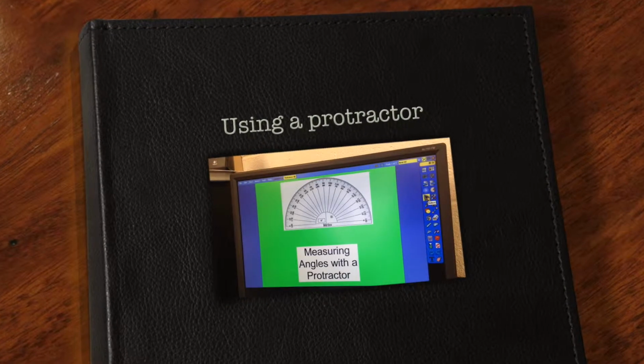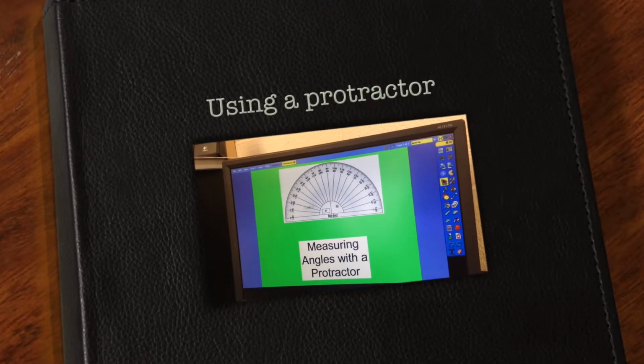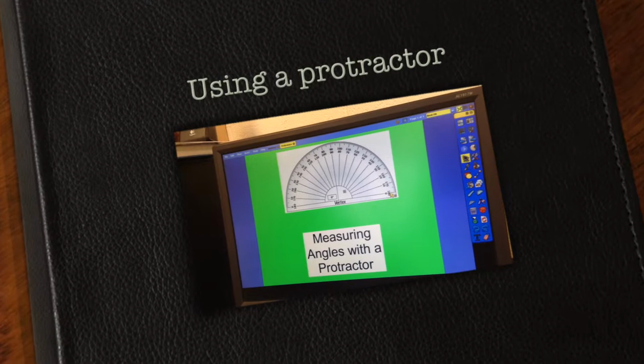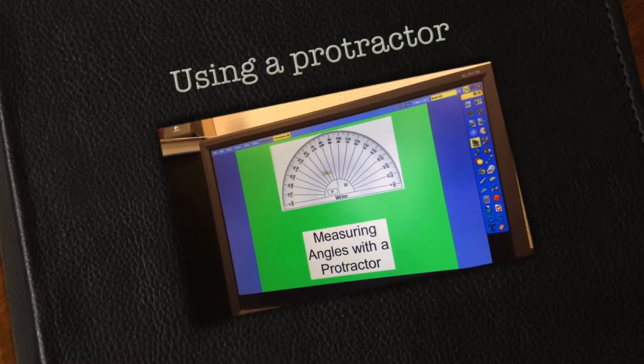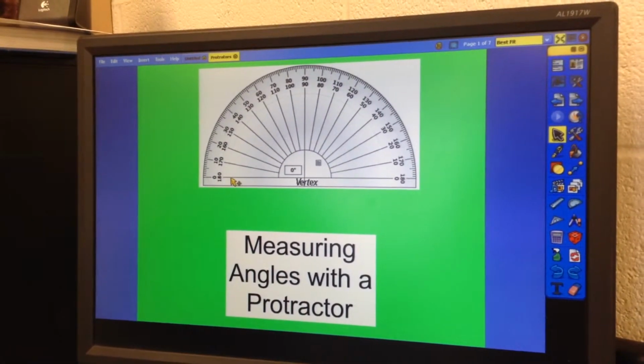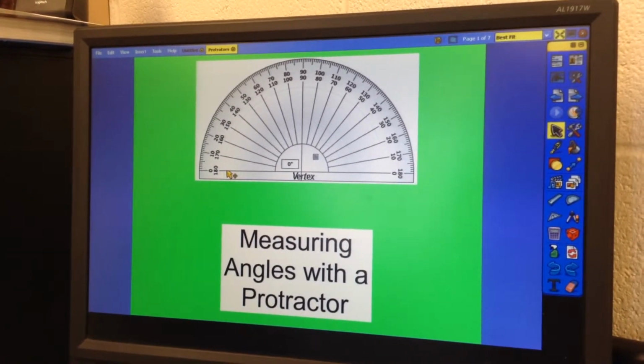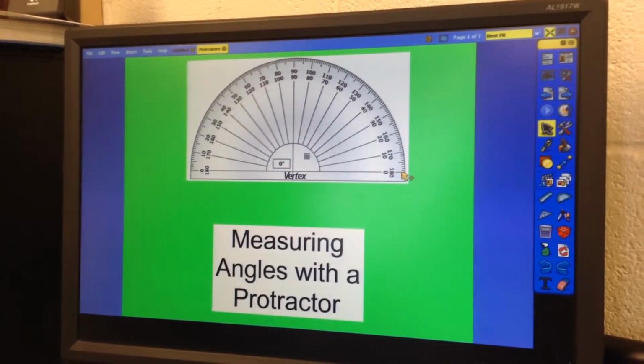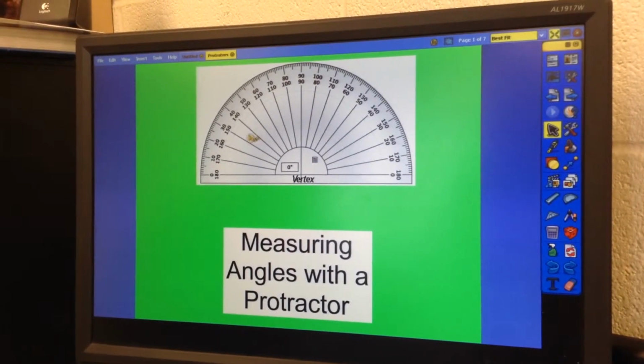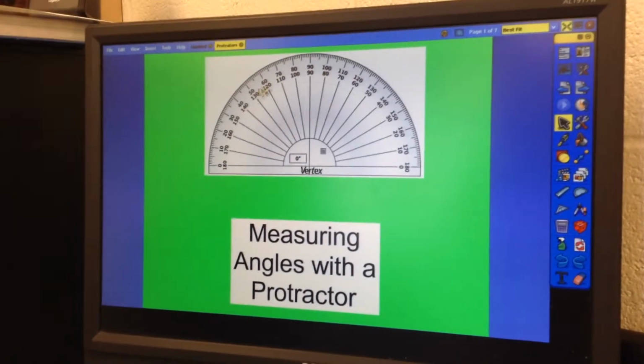Okay, today we're going to learn about using a protractor. This here is a protractor. As you can see, a protractor has a total of 180 degrees on a half protractor, 360 on a full one, which we don't have here. And they are marked in degrees. They go from 0 to 180 and 0 to 180 on this side.